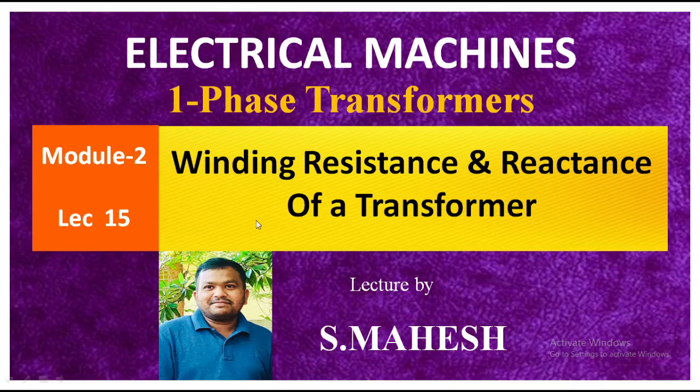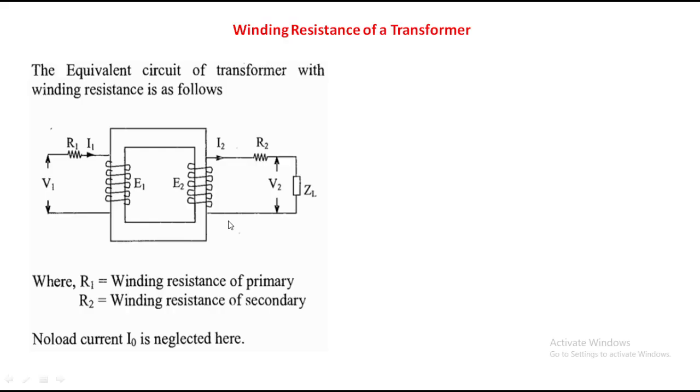Hello everyone, let's discuss the winding resistance and reactance of a transformer. So now we have introduced a winding resistance in primary winding as well as in secondary winding, right? Later we have to introduce the winding reactance in primary winding followed by winding reactance in secondary winding. Then only we have to discuss the exact equivalent circuit of a transformer.